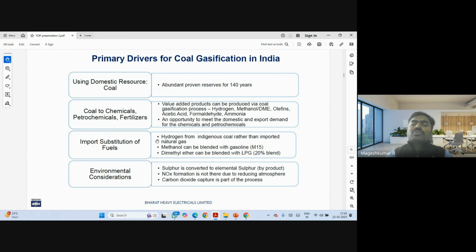There is also a huge amount of money being invested by the Indian government to import these chemicals for various usage in our industries. If we are converting coal to chemicals, then we could reduce the import and become self-sufficient in meeting those demands. Then, import substitution of fuels. As we discussed yesterday too, hydrogen.